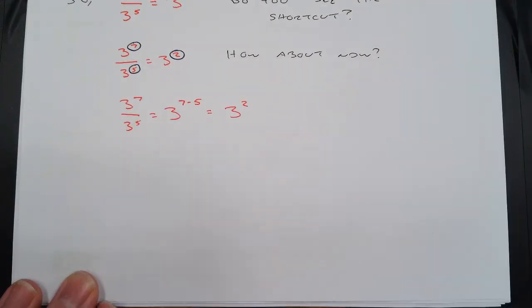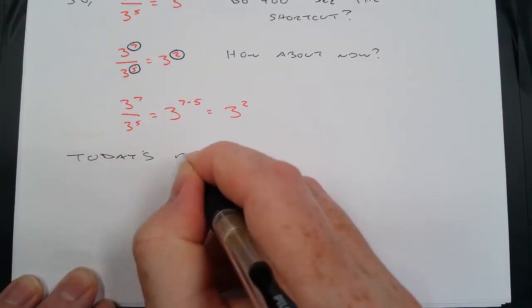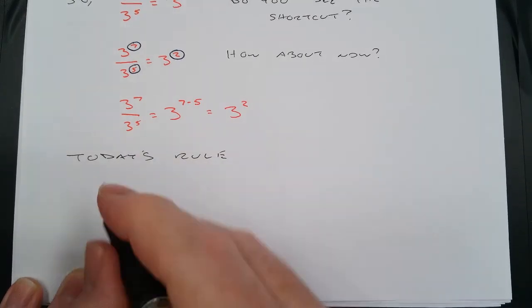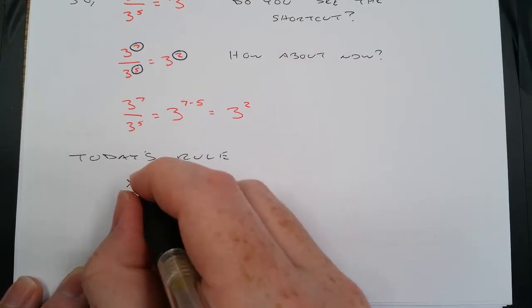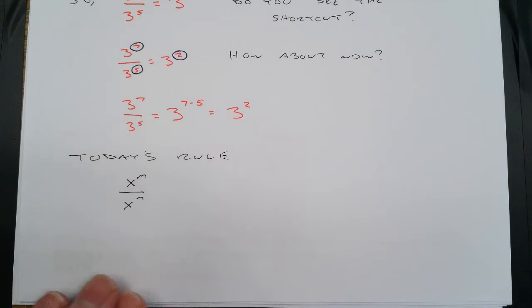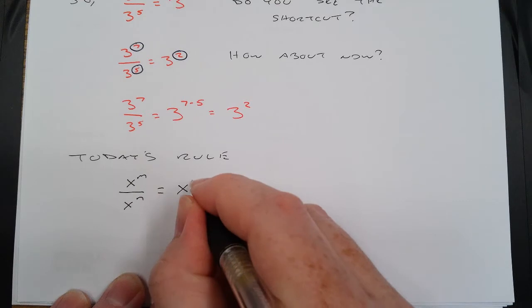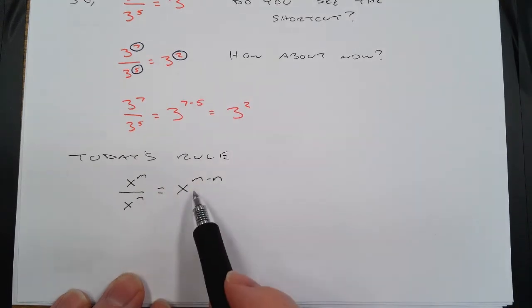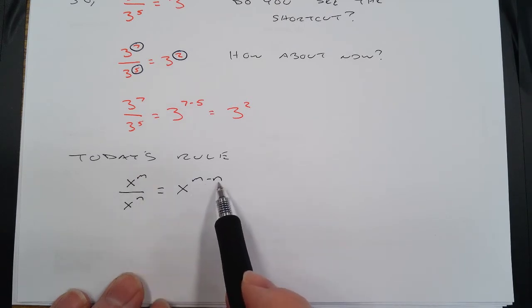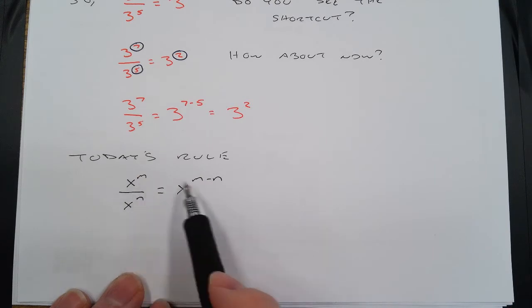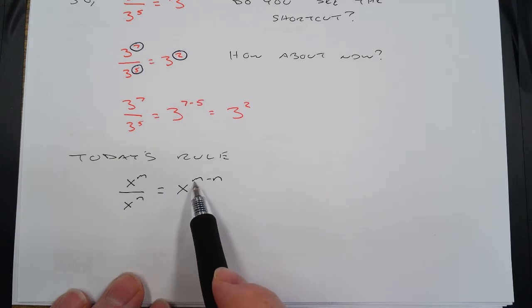Dividing, we subtract. So today's rule is going to be when we have two bases dividing with different exponents, x to the m divided by x to the n, we just do x to the m minus n. Now remember, it is the numerator exponent minus the denominator exponent. The numerator exponent goes first. Do not switch them. That'll mess you up. M on top, so m goes first.